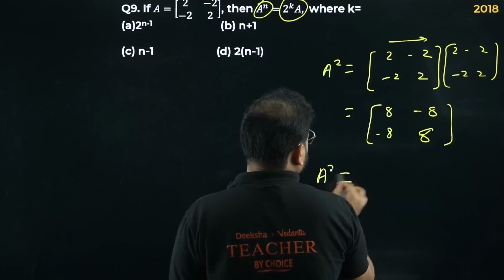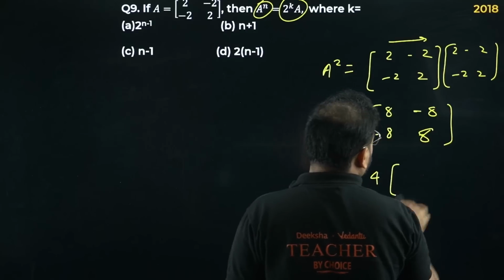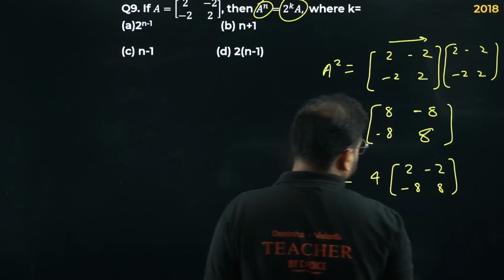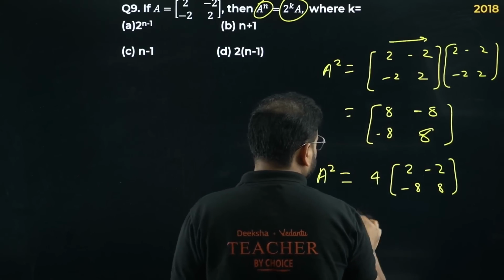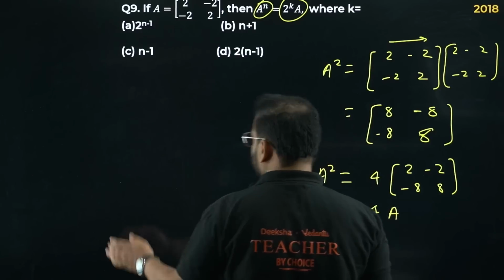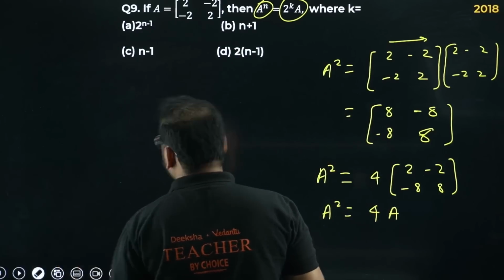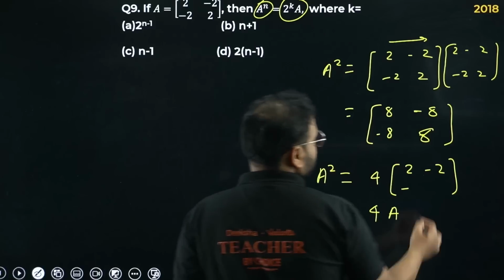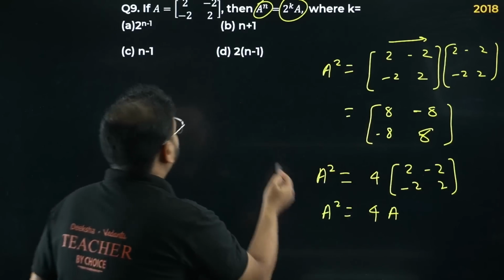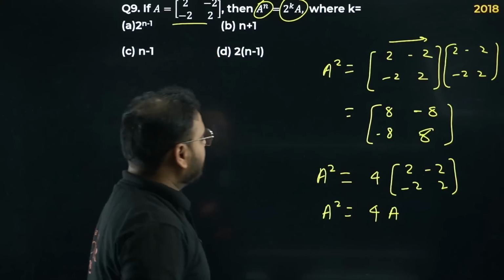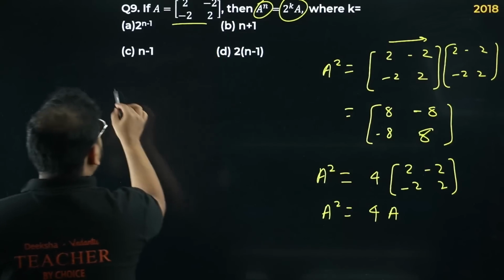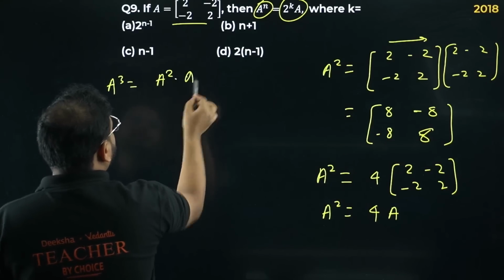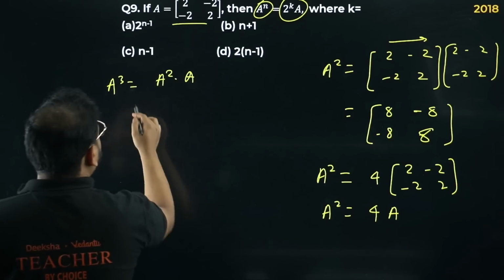So I get here A square equals to, I take here 4 common. I get now [2, -2; -2, 2], giving me value of A square as, please check, 4A. I've taken 2 common, no? So it'll become this, right? A I'm getting back. So 4A I'm getting, okay? So if I write A cube, please check. If I write A cube, sir, what I'm gonna get this as, please check. I'll have here A square times A square times A, right?